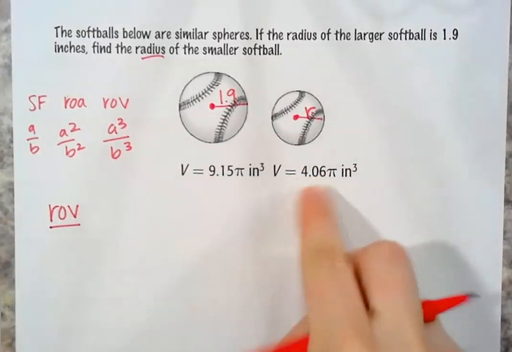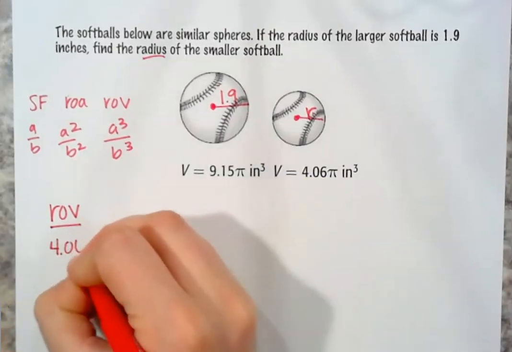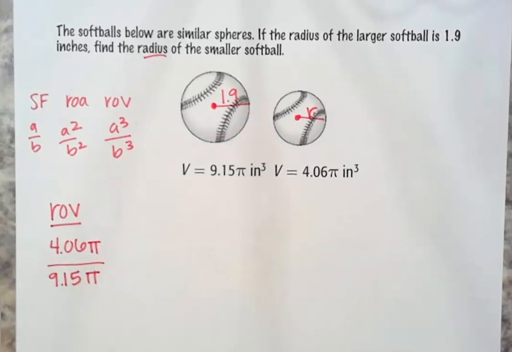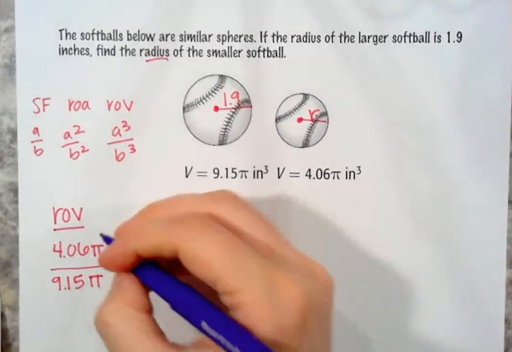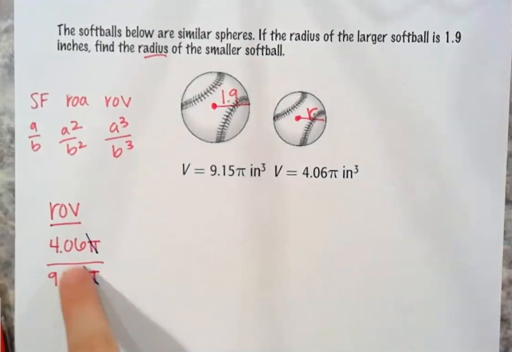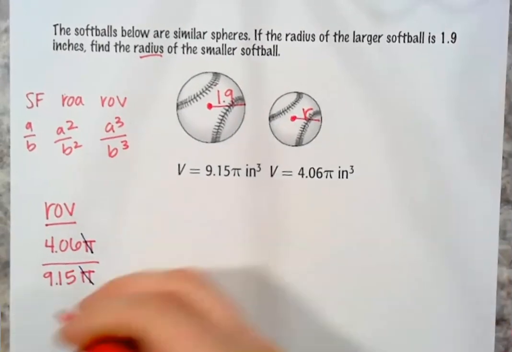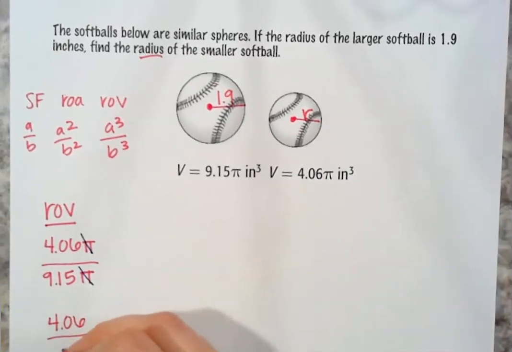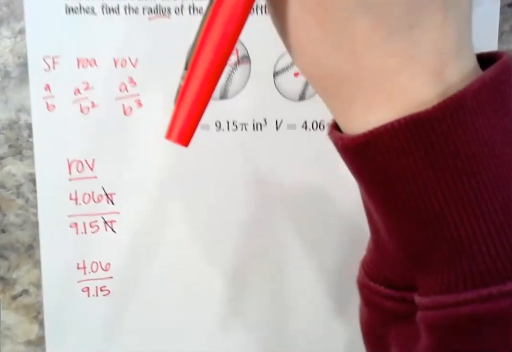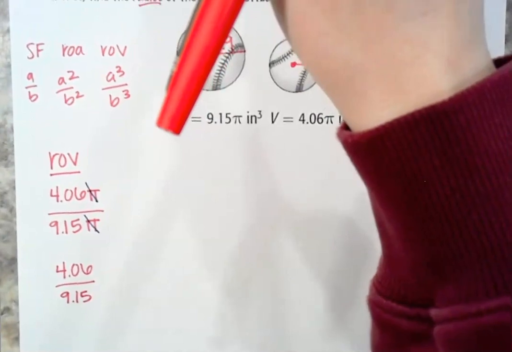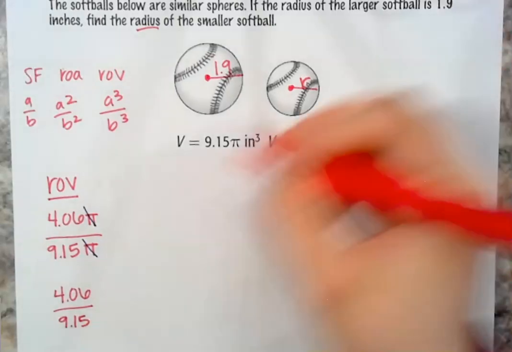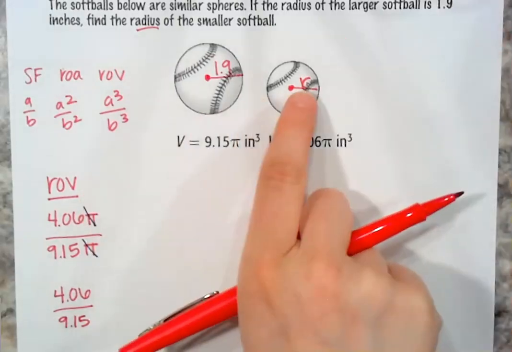I'm going to put my small one on top. So 4.06 pi over 9.15 pi. Again, reduce, reduce, reduce. Our pi's say goodbye. And now, yeah, we have decimals. Just leave it like this, we're not going to monkey with it. Just leave it as 4.06 over 9.15. Oops, now we can't see. Love when that happens. Okay, there. So we are at the ratio of our volumes, and I eventually want to find the radius.